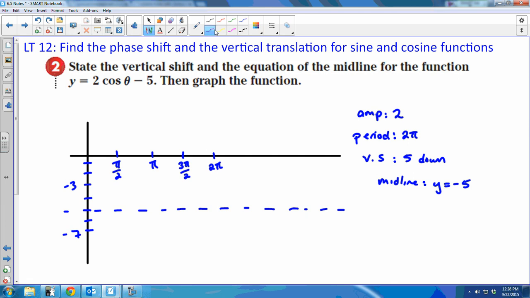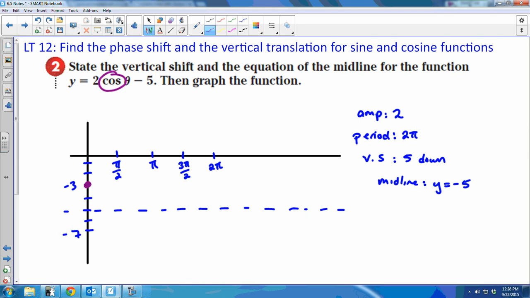Right, this is a cosine function, right? So if I was graphing cosine without doing the vertical shift, where would I start this from? The top, right? The maximum value, right? So I'm still going to do the same thing. I'm still starting at the maximum value. My maximum value just happens to not be 2. It's -3. Okay, so I'm going to start right here.